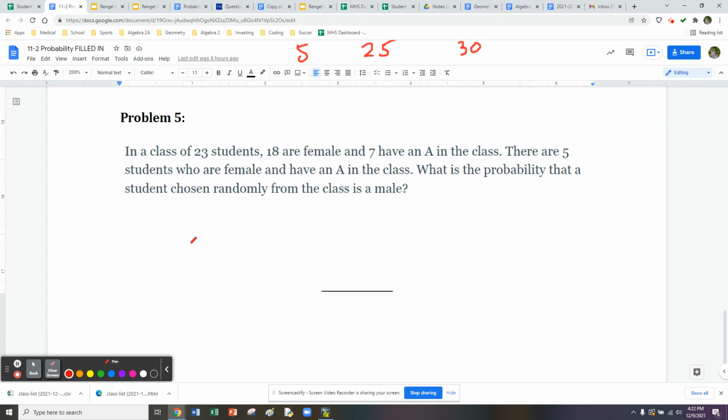And lastly, in problem 5, we have a class of 23 students, so our sample space would be 23. 18 are female and 7 have an A in the class. There are 5 students who are female and have an A in the class. What is the probability that a student chosen at random is a male? So if we know we have 18 female, then that's going to leave us with the remaining 5 being male. So my chances of selecting a male would be 5 out of 23. So we can get data in a paragraph format, start to make some conclusions and reasoning, and find that there'd be 5 total out of 23.